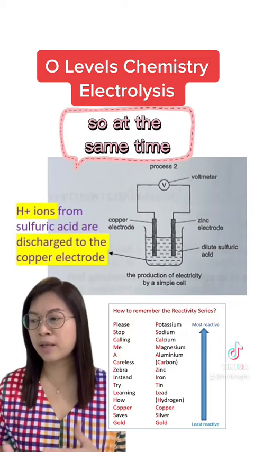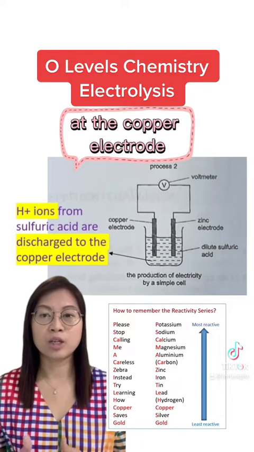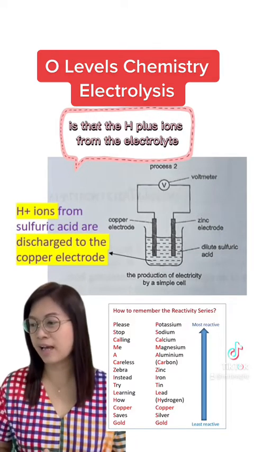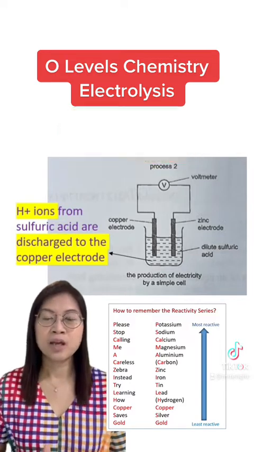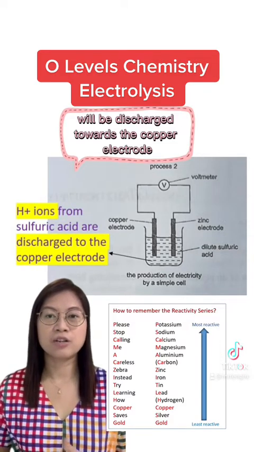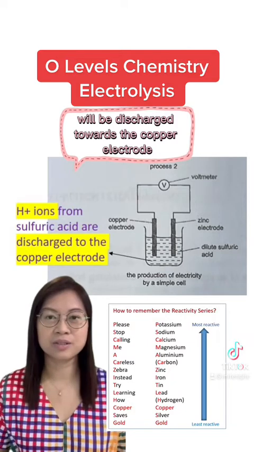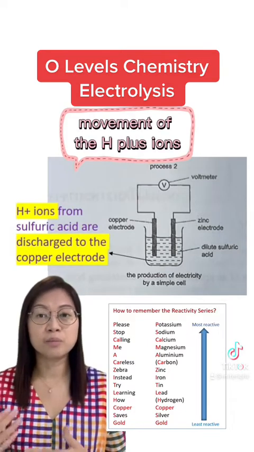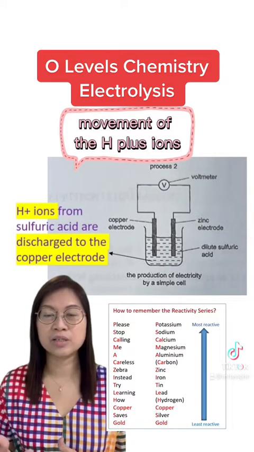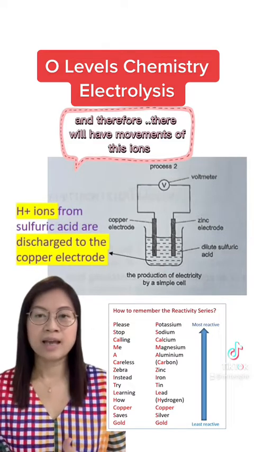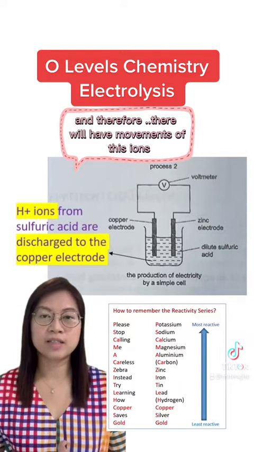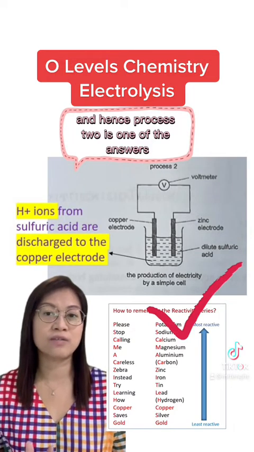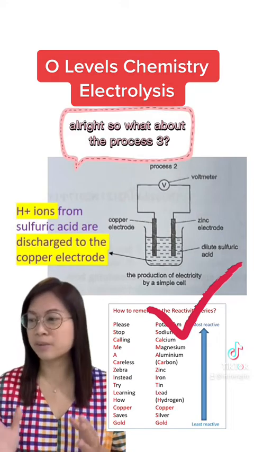Alright, so at the same time, what happens at the copper electrode is that the H+ ions from the electrolyte, which is the dilute sulfuric acid, will be discharged towards the copper electrode. So this involves the movement of the H+ ions, and therefore there will be movement of these ions in this simple cell, and hence process 2 is one of the answers. Alright, so what about process 3?